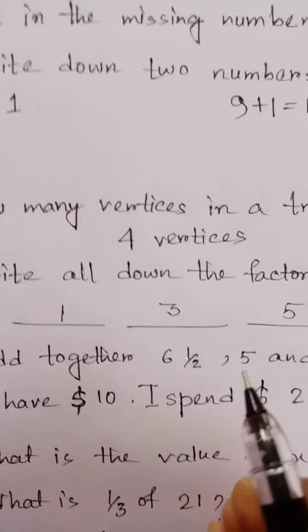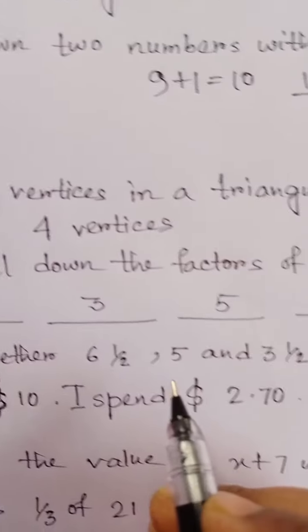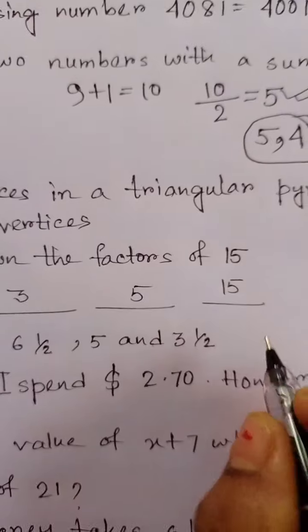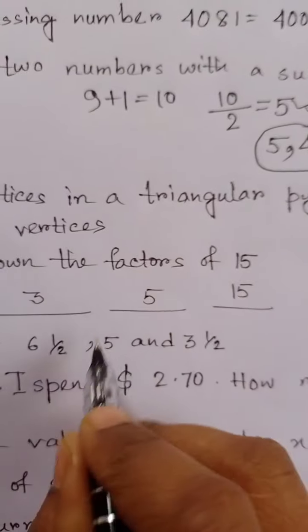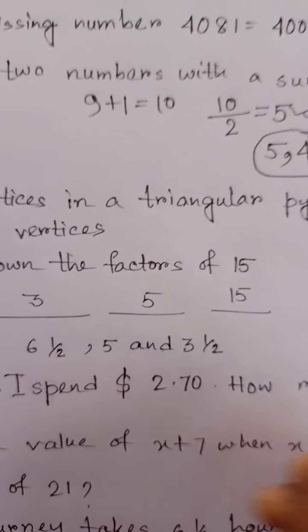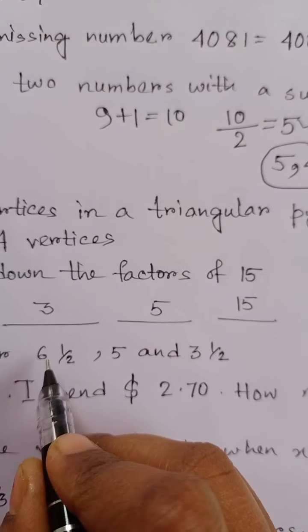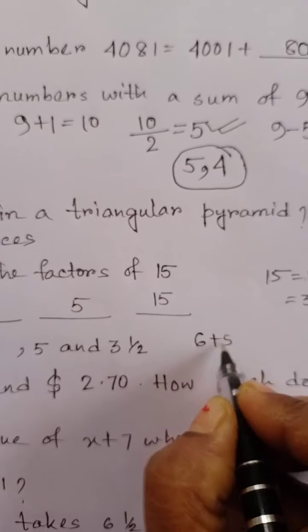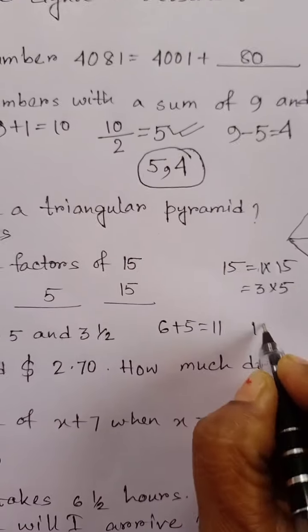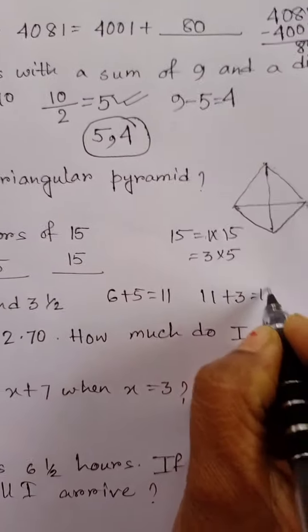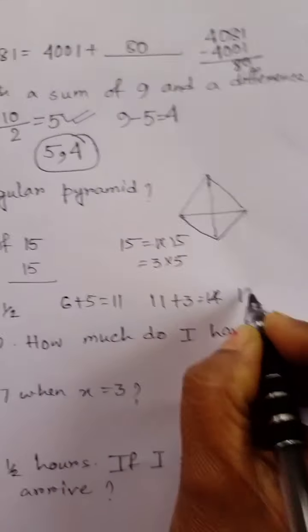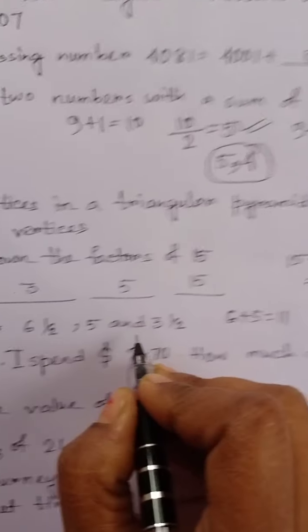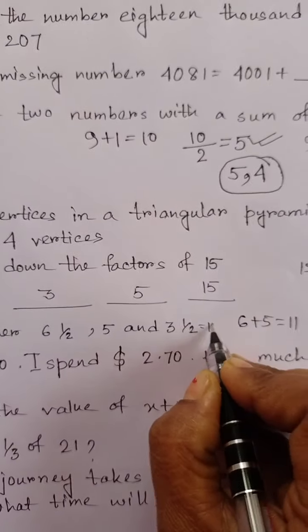Okay. Number 10, add together 6 and half, 5 and 3 and half. So half plus half is equal to 1 and 6 plus 5 is equal to 11. Then 11 plus 3 is equal to 14. Then 14 plus 1 is equal to 15. So 15 is the answer.